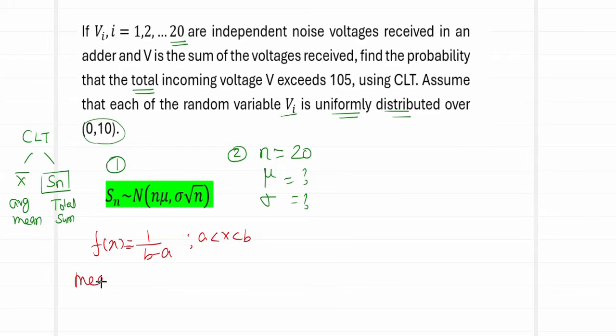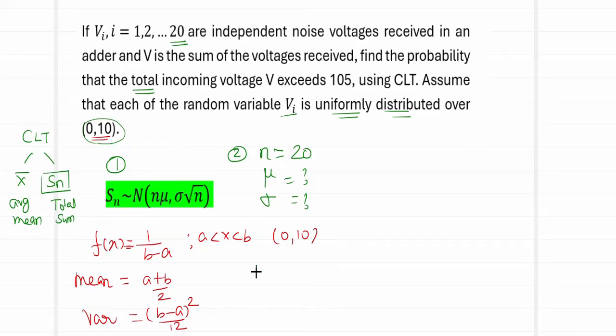And what do we know about the mean of the uniform distribution? The mean of the distribution is given by a plus b divided by 2. And what is the variance of the distribution? It is given by b minus a, the whole square, divided by 12. So we will be making use of these formulas to compute our mu and sigma. So how can we go about estimating this? What is our interval? Our interval is 0, 10.